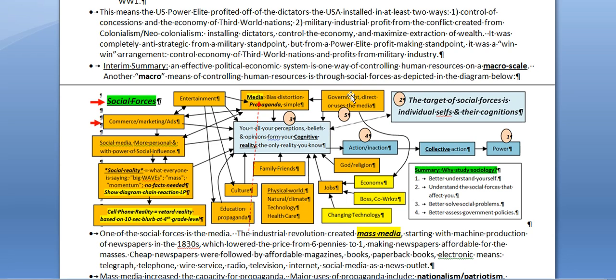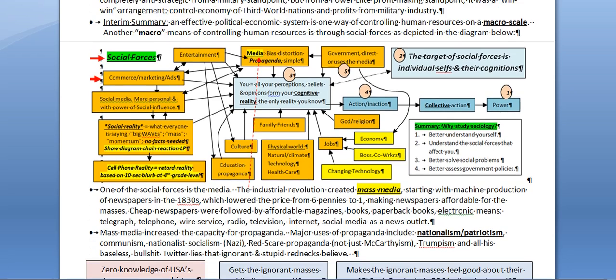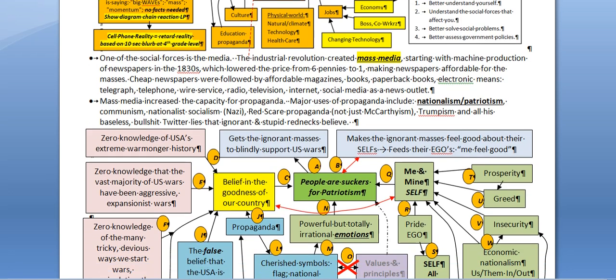Now, the social forces that affect cognitive reality, right, the perceptions, are the government, the media, entertainment, especially movies and TV, commercial marketing, social media, culture is huge, right? Education is huge. Family, friends are huge, right? Jobs, God and religion should be the most important, but it's typically the least. I know it is for me.